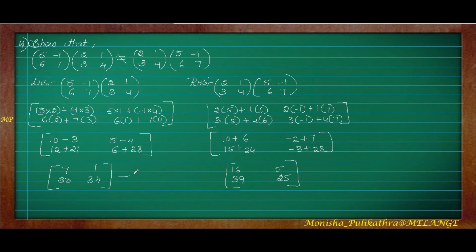So let this be equation number 1 and equation number 2. So when we multiply the matrix exactly the same but in the reverse form, then the answer will not be the same. So that is the thing we need to prove. That is, this matrix is not equal to this matrix. Therefore, LHS is not equal to RHS. Okay, I hope you understood this.